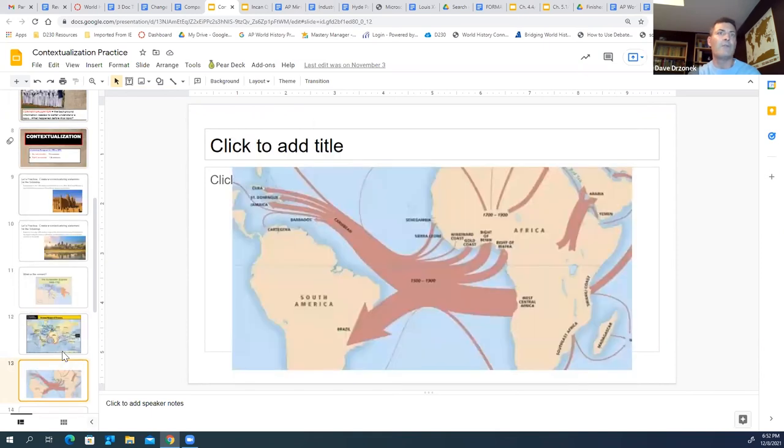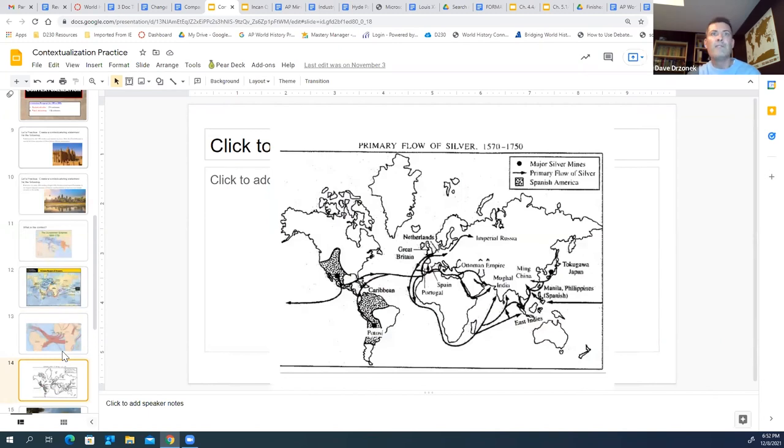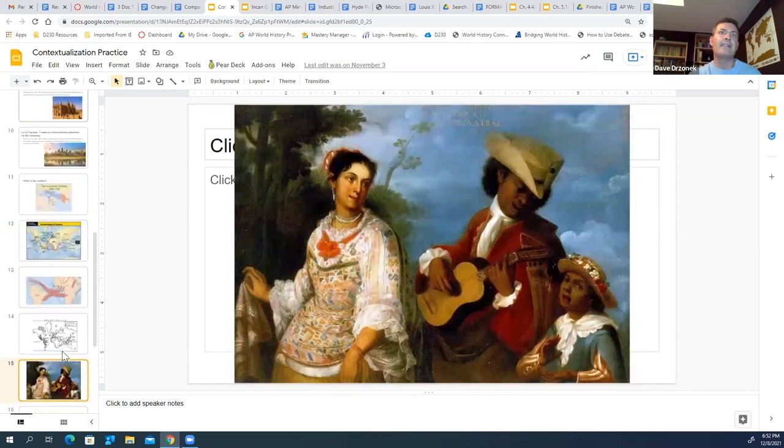Again, voyages, discoveries, what's the context? African slave trade, what's the context? Global flow of silver, what's the context? Right? The Acosta painting, what's the context? These are things that help the students learn how to break these skills down into manageable things.